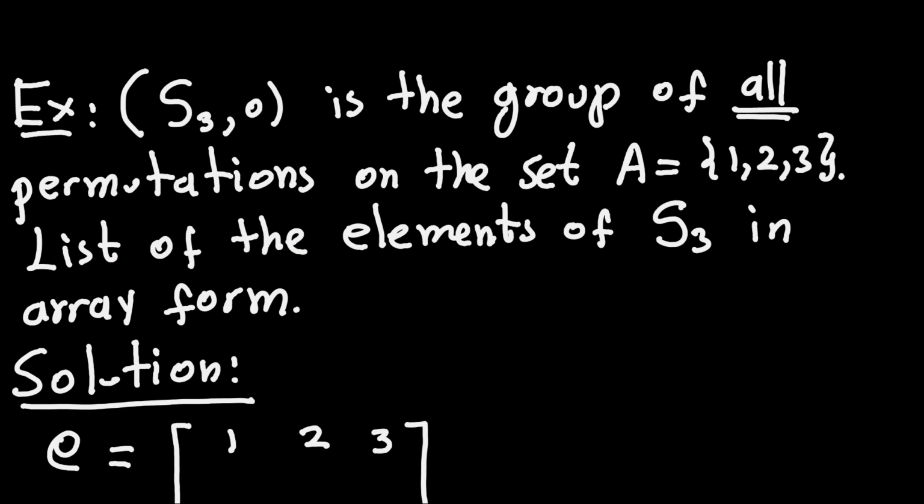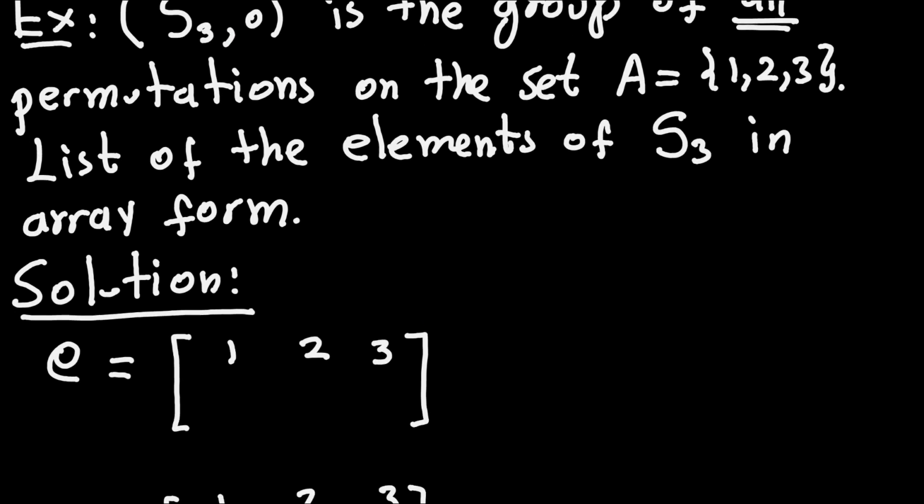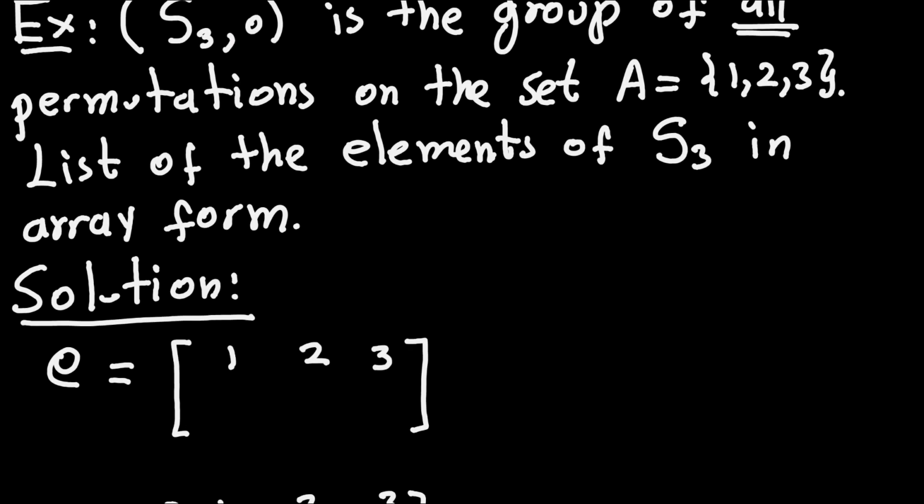So what we're gonna do in this example is list the elements of S3 in an array form. Now, because this is a group, we already know that it has the identity, and if you look at the previous video, which I'm gonna put in the video description, it is the identity function, the function that does nothing. So I'm gonna start with that one first, and we're gonna represent everything in an array form.